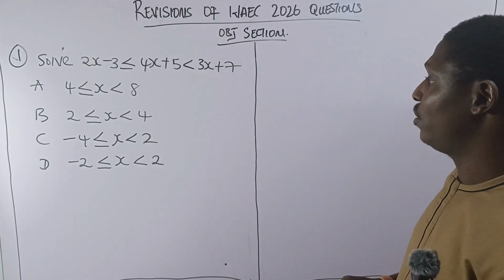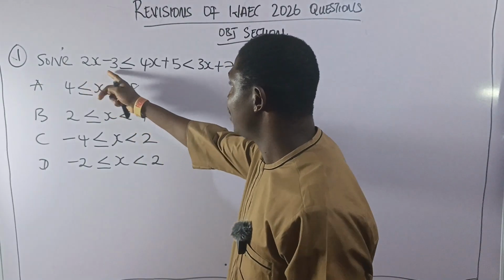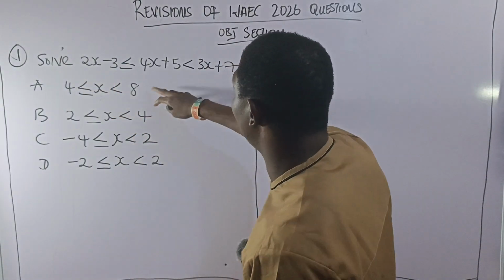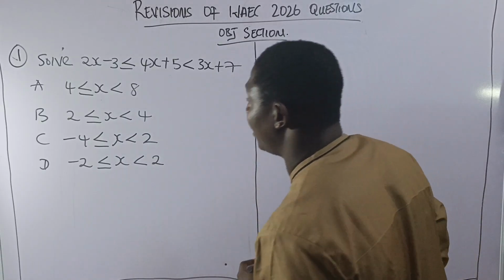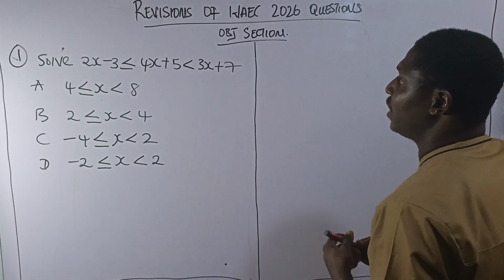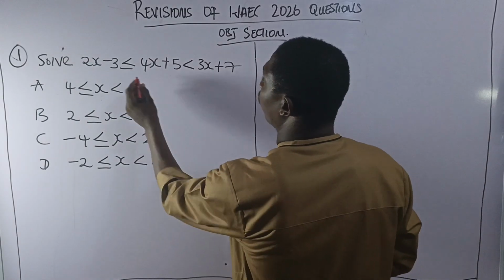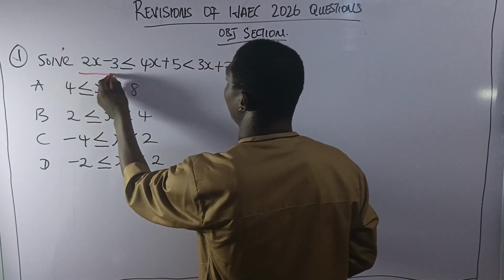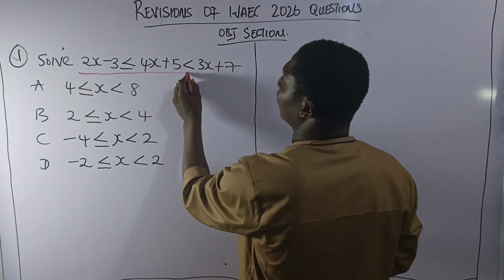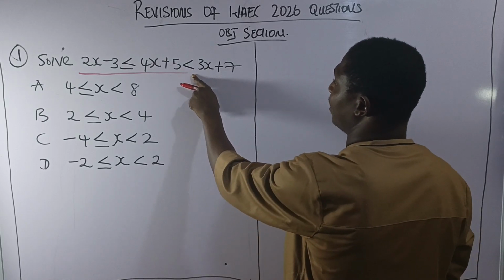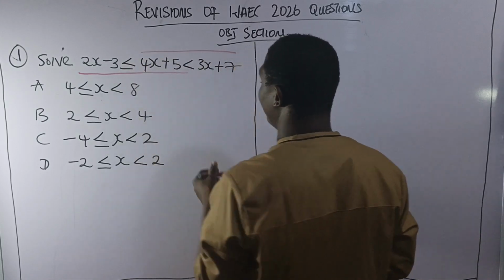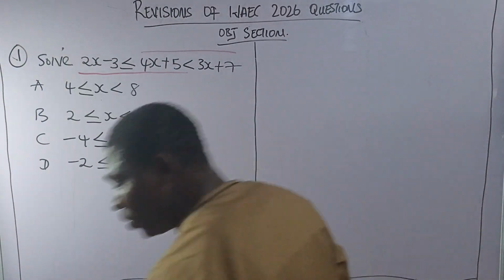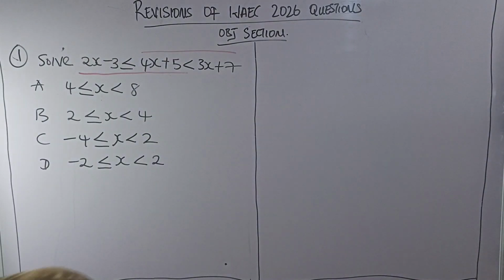Now we have a question on the board which says: solve 2x minus 3 less than or equal to 4x plus 5 less than 3x plus 7. This is an inequality question. So the first thing I'm going to do, I'll rule from the beginning till where I see my second inequality sign, and I'll rule from the top till where I see again my second inequality sign. So I'm going to have two equations.